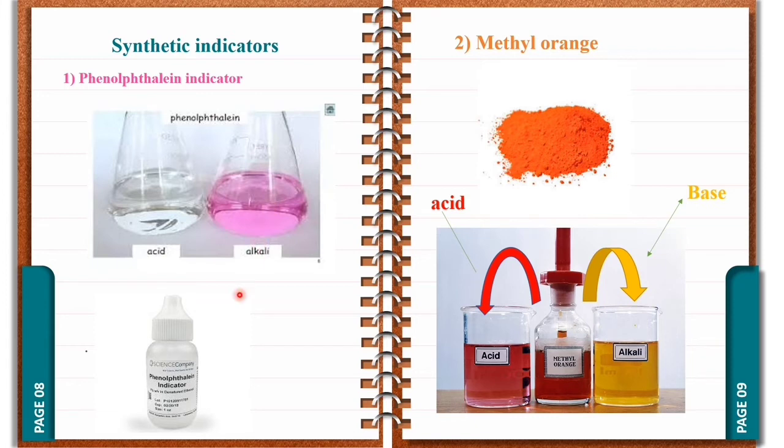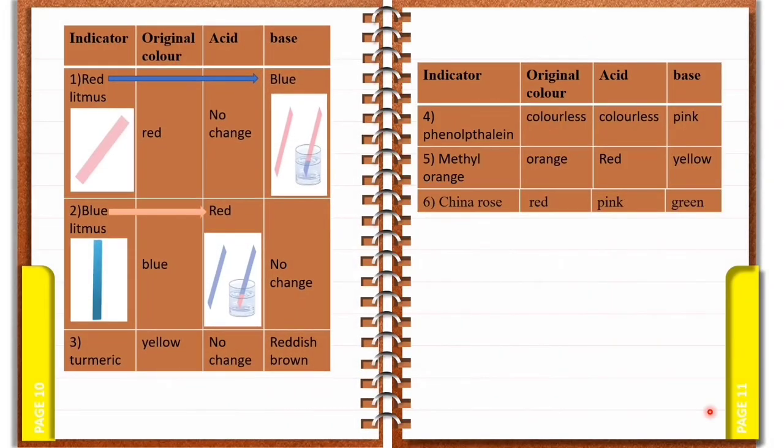Now let's discuss about methyl orange. Methyl orange, as the name itself indicates, the indicator color will be orange in color. Methyl orange, when added to alkaline medium, it will be of yellow color. This methyl orange, when added to the acidic medium, it will be of red color. Now let's summarize all the indicators once again.